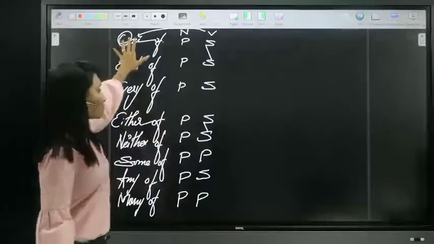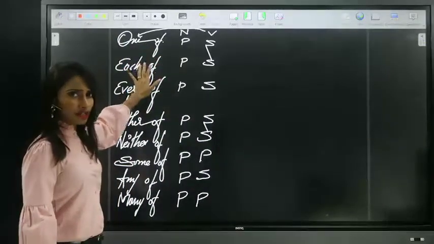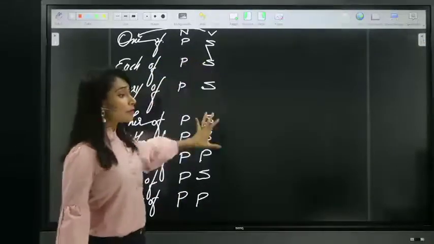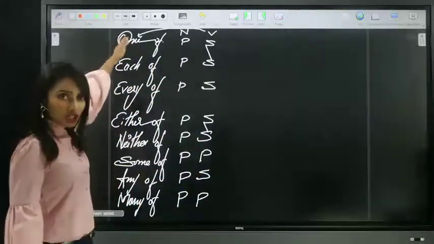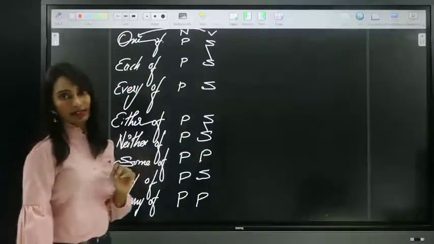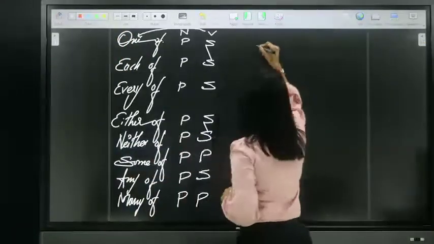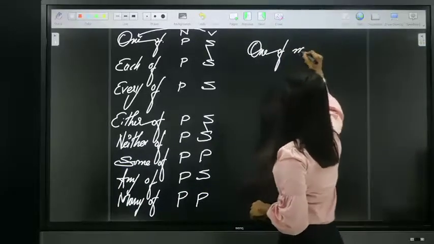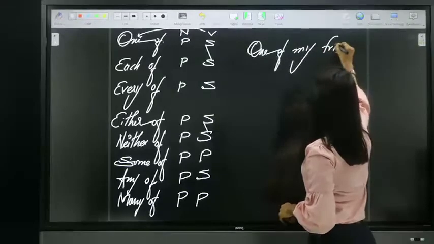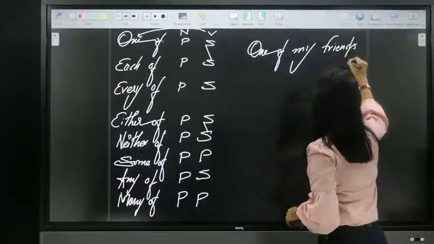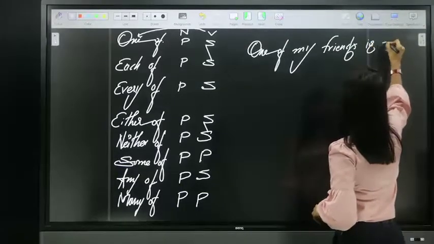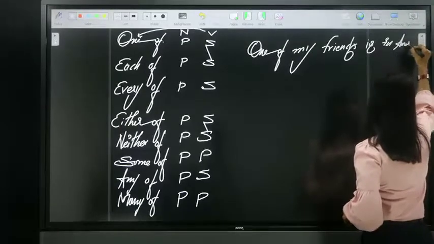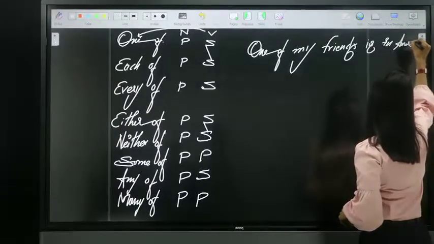So whenever you have seen one of, many of, any of, either of, neither of, remember the noun should always be plural, but the verb depends on the actual subject here: one, every, each, either, neither, etc. Hence, the sentence should be: one of my friends is in America or something like that.